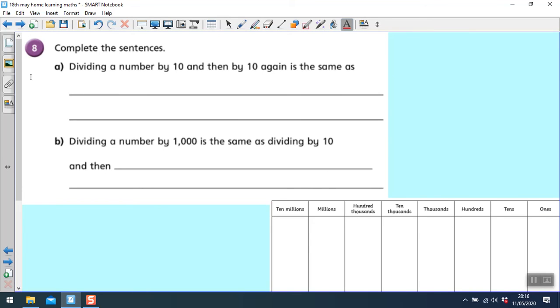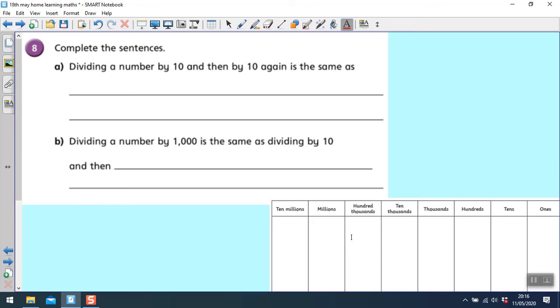Complete the sentences. Dividing a number by 10 and then by 10 again is the same as what? Dividing a number by 1,000 is the same as dividing by 10 and then what? If you're not sure, give yourself a number on the place value chart and work it out. Pause the video while you complete these sentences.